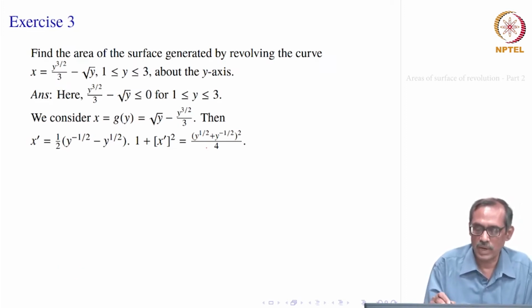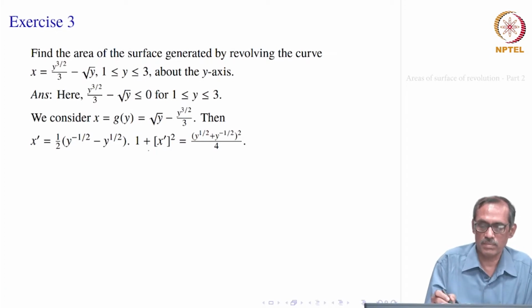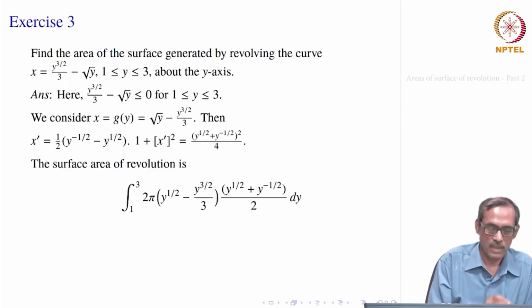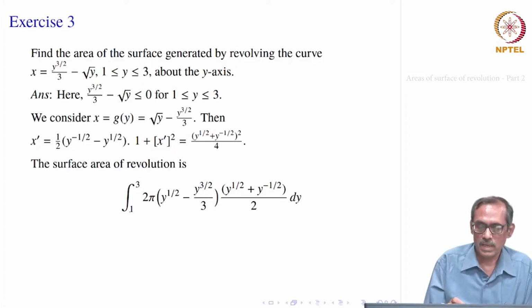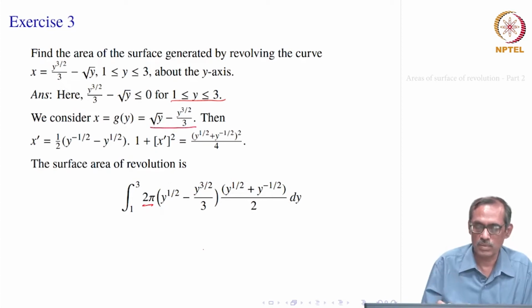So, 1 plus x prime square is (y to the power half plus y to the power minus half) square divided by 4. It becomes plus now, because 1 plus is there, and we need this square root. So, we have expressed it as a square of something. Okay. So, the surface area will be the integral from 1 to 3 in y, the limits are in y, 2 pi times g of y, which is root y minus y to the power 3/2 by 3, and then square root of 1 plus x prime square, which is y to the power half plus y to the power minus half by 2, dy.